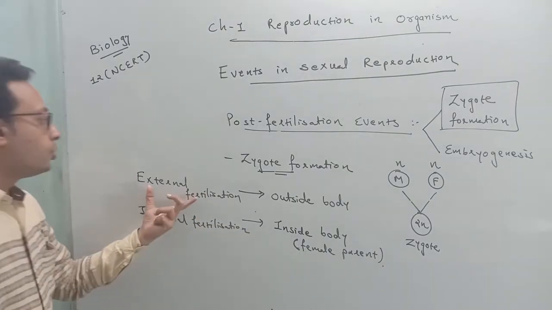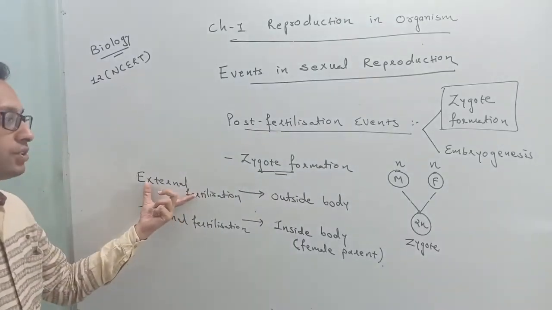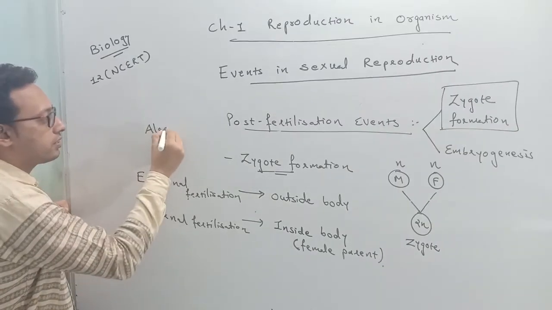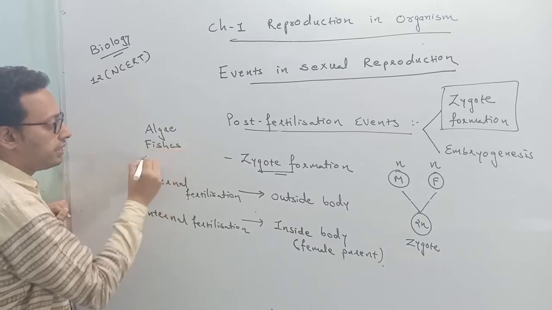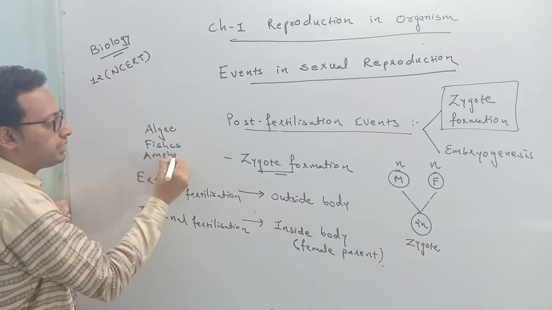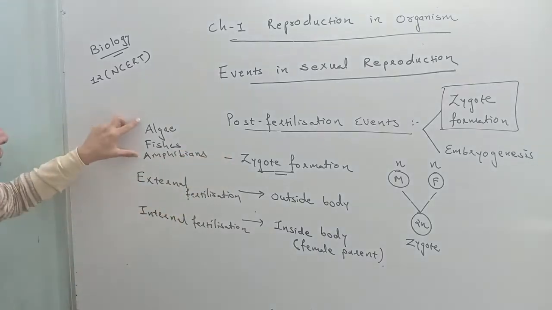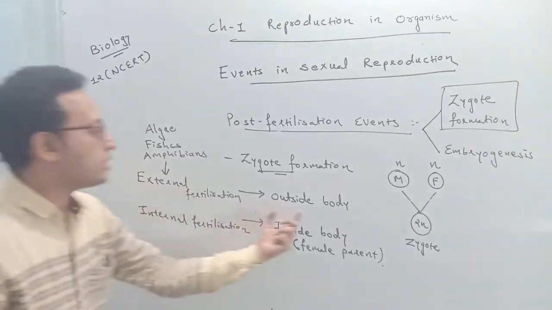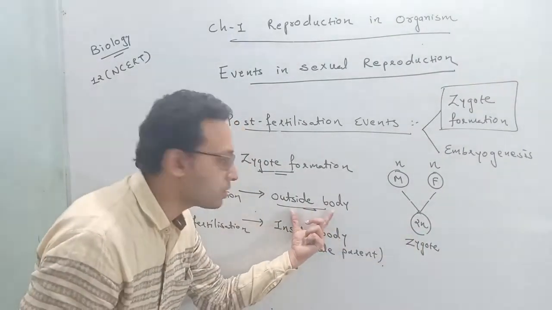Clear? Those organisms which exhibit external fertilization, for example, those specifically living in water, algae, fishes, amphibians, these are the organisms. Like amphibians, like frog, these organisms show external fertilization. So in them the formation of the zygote occurs outside the body. Clear? That means this zygote is formed outside the body.